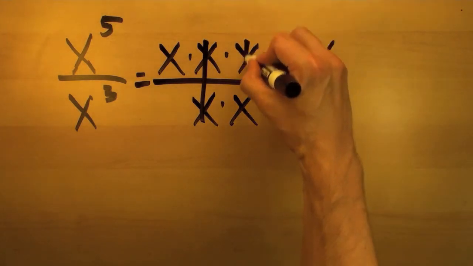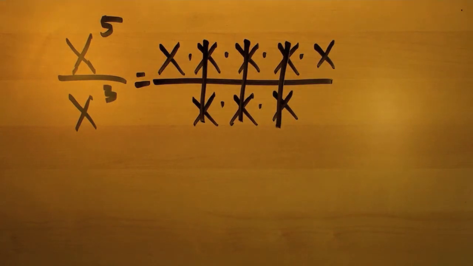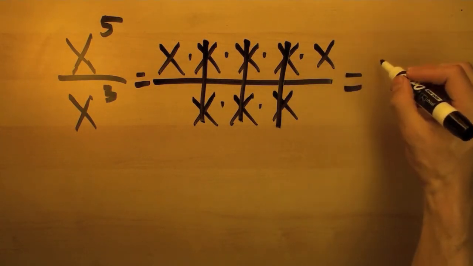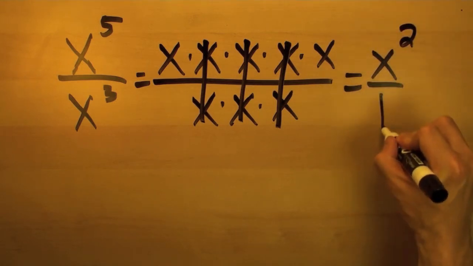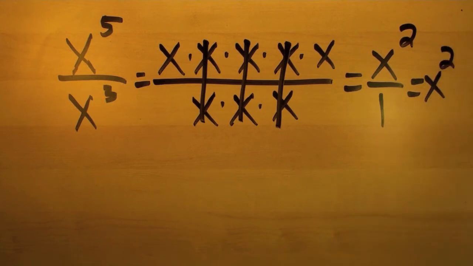Divide the top and bottom by x again, those go away. Divide the top and bottom by x one last time, those go away. There's nothing more to cancel on the bottom, leaving us with x times x on the top, which we will frequently just write as x squared.